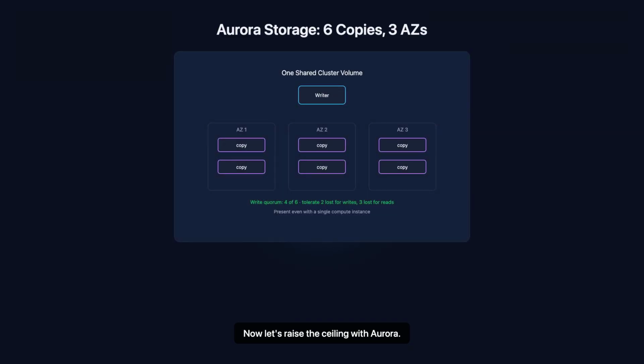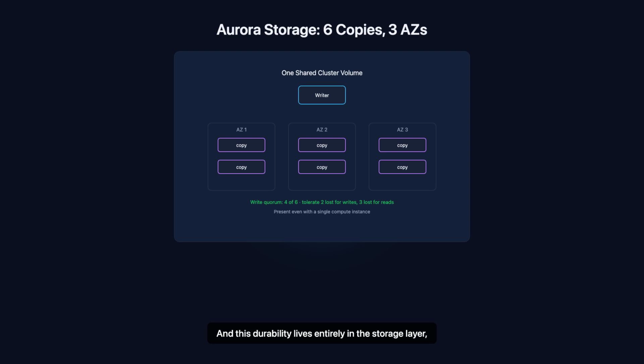Now, let's raise the ceiling with Aurora. At the top sits the writer, but the real magic is underneath it. Aurora stores your data as 6 copies spread across 3 availability zones, 2 copies in each zone. Every write needs acknowledgement from 4 of those 6 storage nodes, a write quorum. What that buys you is remarkable fault tolerance. Aurora keeps accepting writes even if it loses 2 copies, and keeps serving reads even if it loses 3.